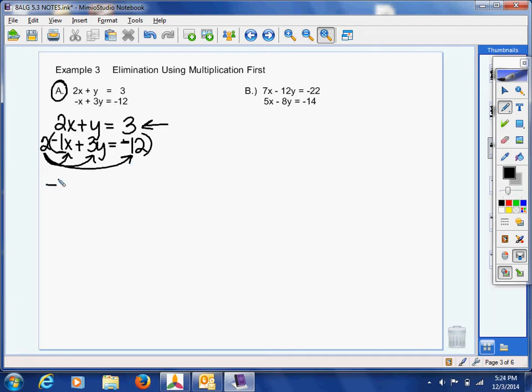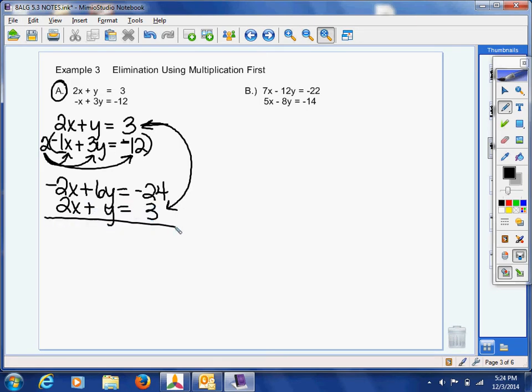2 times negative 1x is negative 2x. 2 times 3y is 6y. And 2 times negative 12 is negative 24. And then I'm going to bring down the other equation that I don't want to adjust, align it, and then I'm ready to decide whether I add or subtract. Notice right here, they're opposite numbers. Opposites always add up to be 0. So I need to add these numbers. That's how you get rid of the x terms.